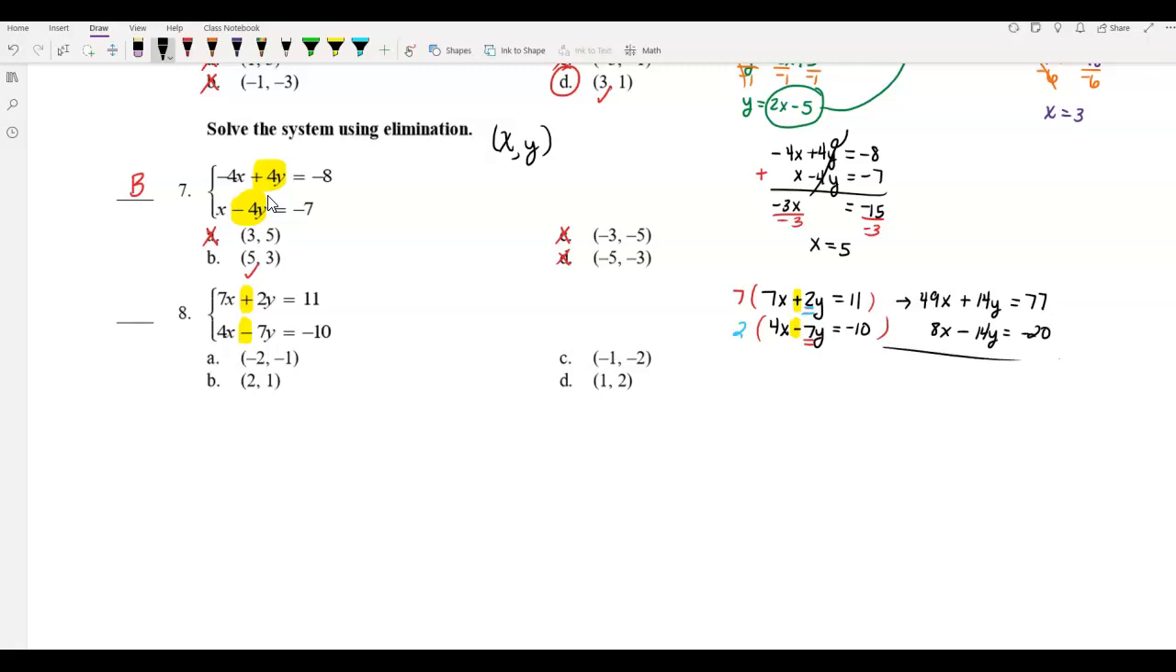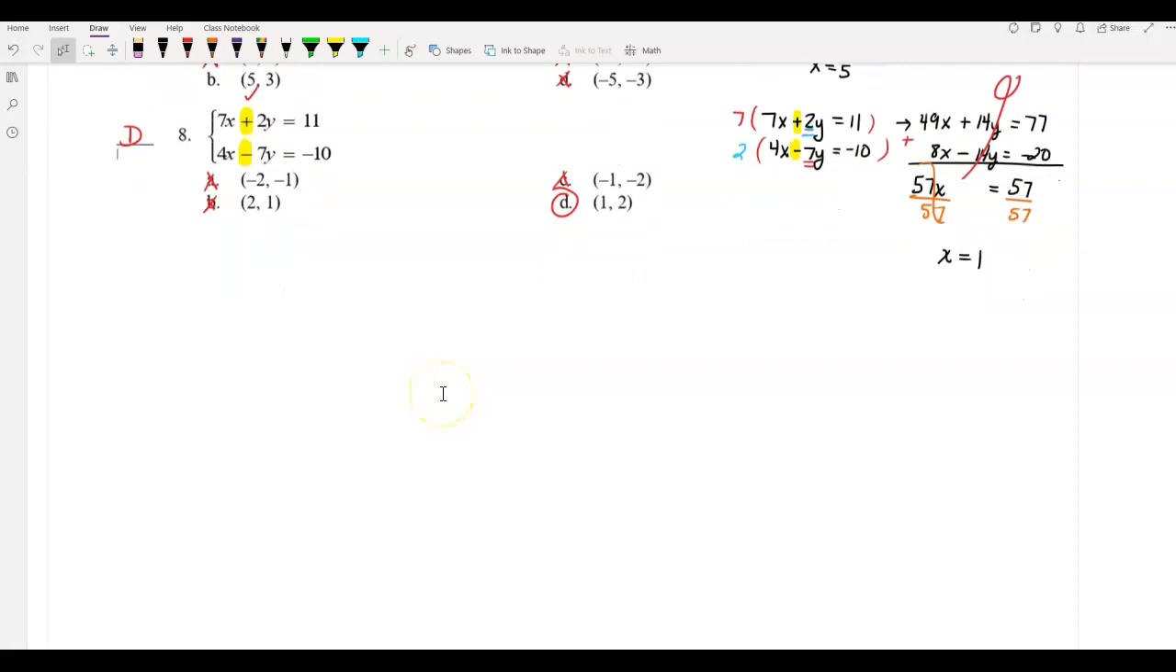We have now made opposites, which makes this an elimination problem. Once again, these will cross out, and we're going to add straight across. So now 49 plus 8 is 57x equals 57. Huh, well that's pretty nifty. Divide both sides by 57, and we get x equals 1. So can we use that process of elimination? We can, and the only option that has x equals 1 is D.